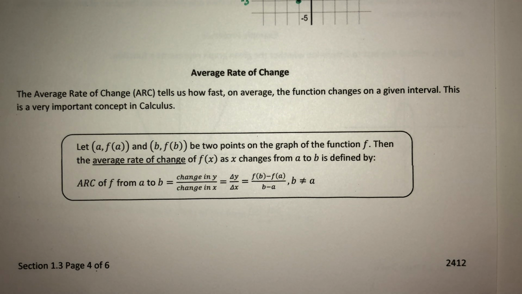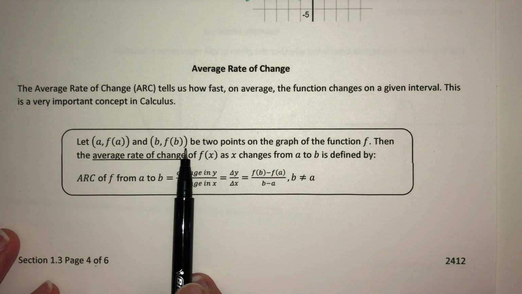And once we add a slightly new concept to it in calculus, these become the definition of a derivative, which makes up the entire first half of Calculus 1. So to say that these two concepts are important is an understatement, okay? The average rate of change, which we abbreviate ARC, tells us how fast, on average, the function changes on a given interval. This, like I said, is a very important concept in calculus.